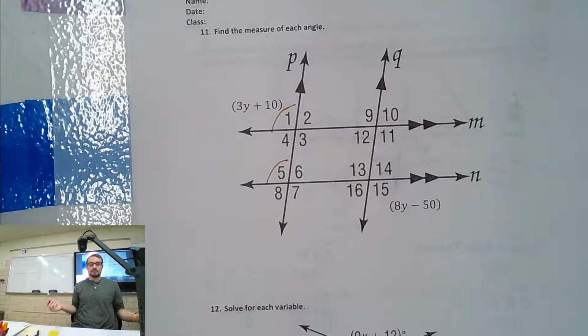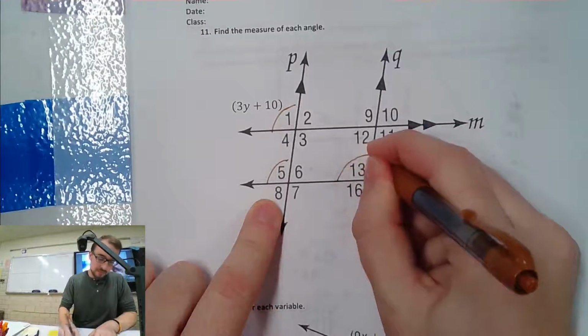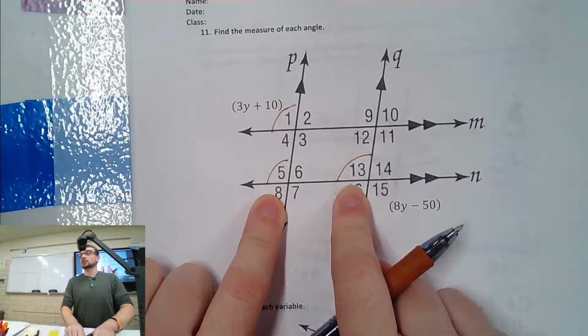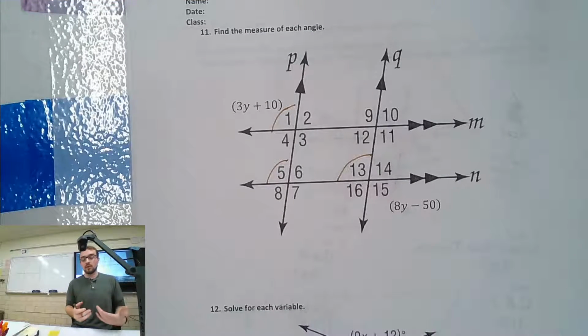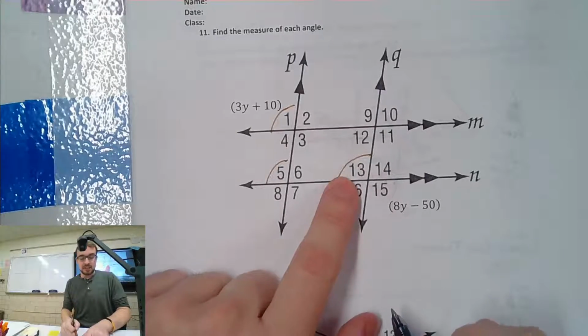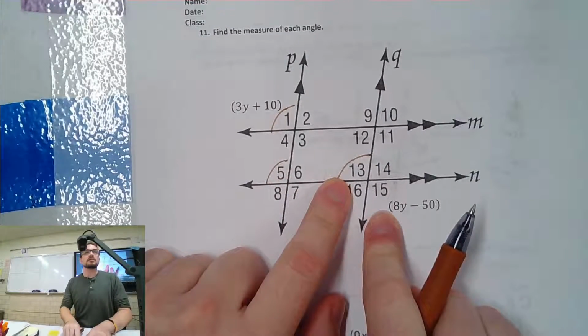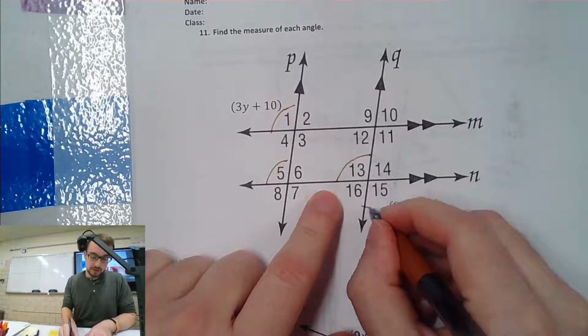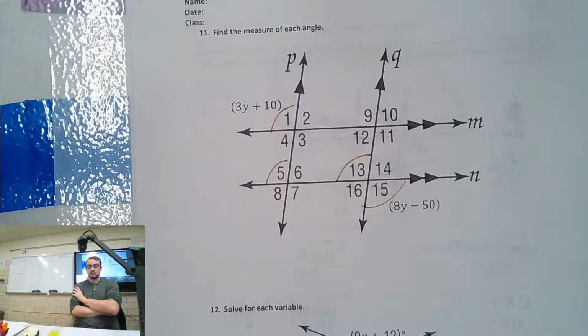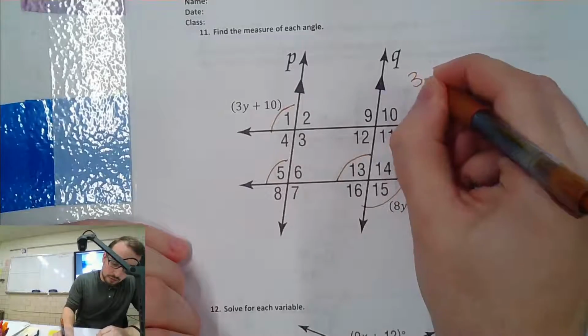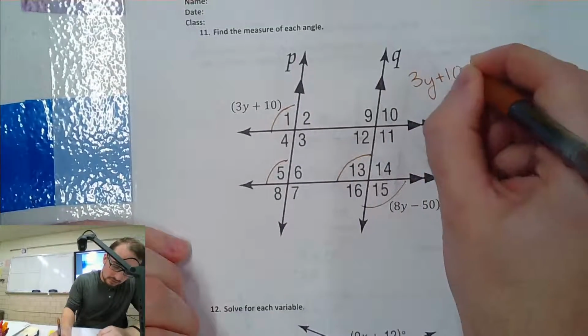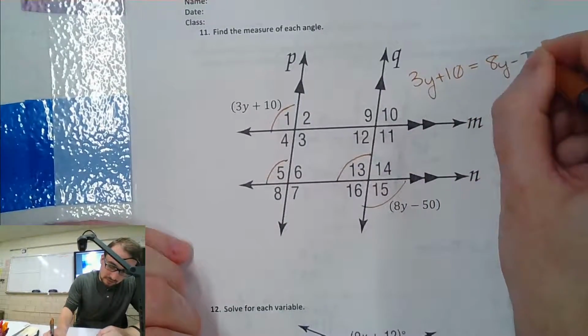Top left, top left. But we also know, since all of these are parallel, that these two are the same by corresponding angles, right? Because they're all parallel. We couldn't do that on the last page because they weren't all parallel. We had one that was a little askew. Now, if 13 and 5 are the same, what do we know about 13 and 15? Vertical, so they're the same. So angle 1 and angle 15 must be the same, right? Well, if they are, they're equal to each other. So 3y plus 10 is going to equal 8y minus 50.